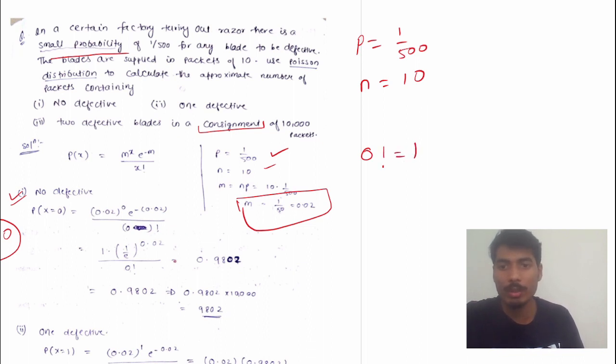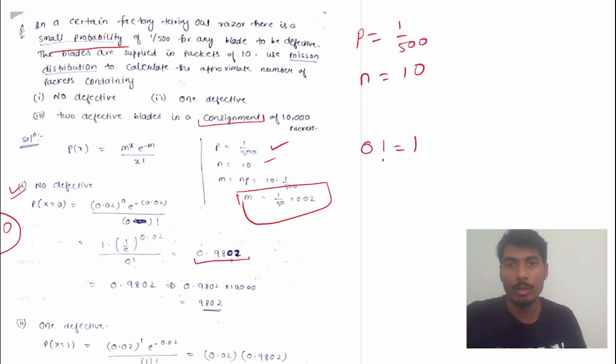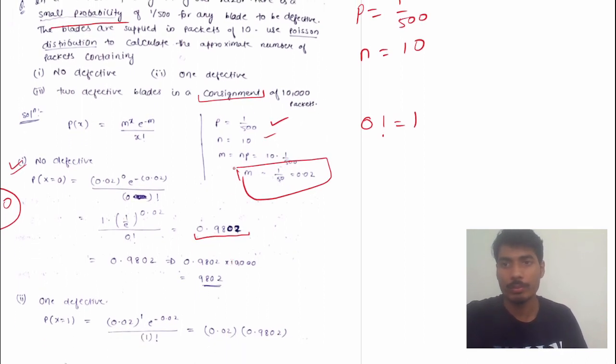Now after solving this one you get 0.9802. But in the question, they said consignments of 1000 packets. So we have to multiply with 1000 at last. See, 0.9802 into 10,000. After multiplying by 10,000, you get 9802. 9802 means 9,802. Okay.